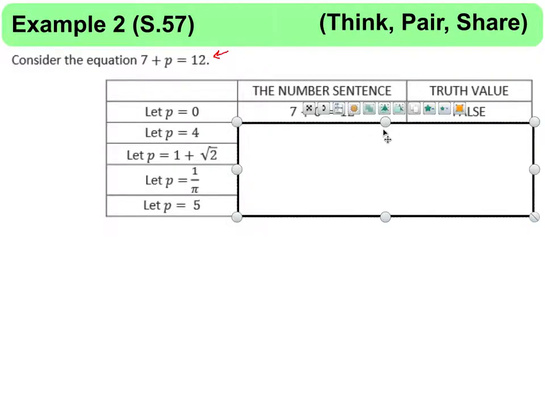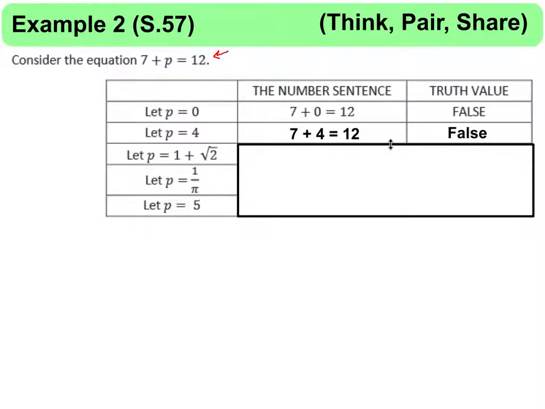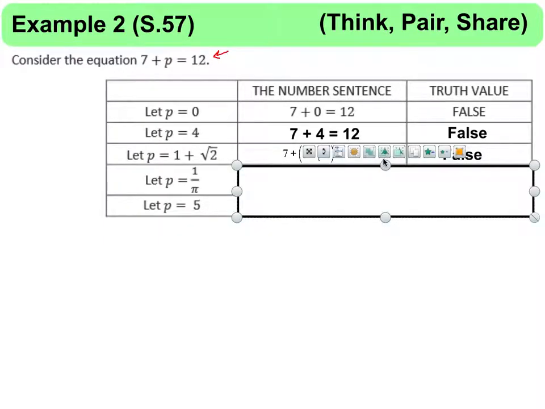That's not true. And so then we ask the students, well, what if p equals 4? Would 4 plus 7 equal 12? And then the students would say false. So then we bring up one a little bit more complicated. What about 7 plus 1 plus the square root of 2? So the students will think about it for a moment and come up with the conclusion that, again, this is false.